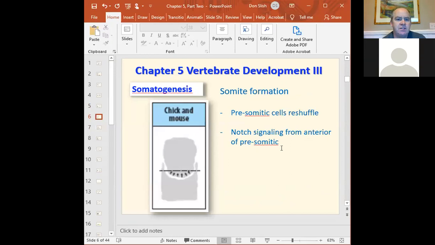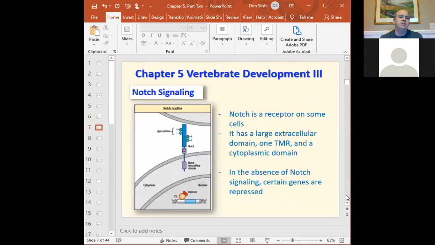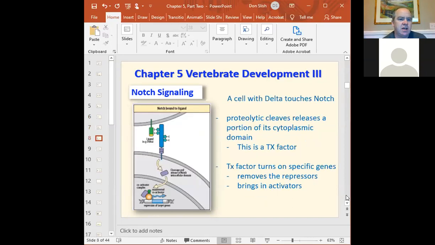Presomitic mesoderm. That's the word I was looking for. That's that area. Okay, so Notch signaling then. Basically, Notch is a receptor. It's a transmembrane protein stuck in the membrane here. And Notch genes are repressed unless Notch gets its ligand.